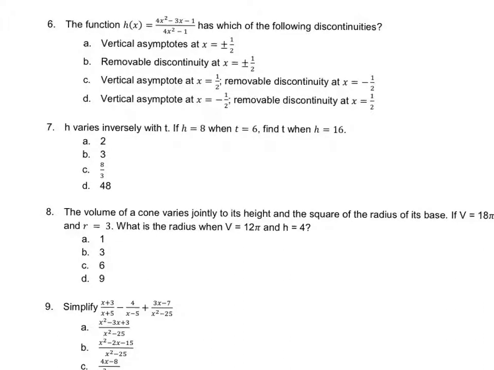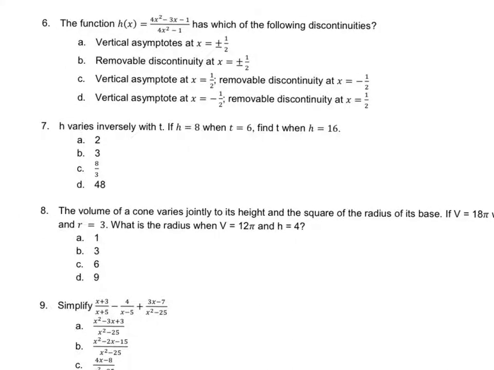Alright, this is page 2 of your review guide. We have a polynomial function in number 6, a rational function. It's a fraction. And they ask us, where does it have discontinuities? And so let's factor the numerator. I'm going to use 4x for that one, 1 and 1, and negative, positive.